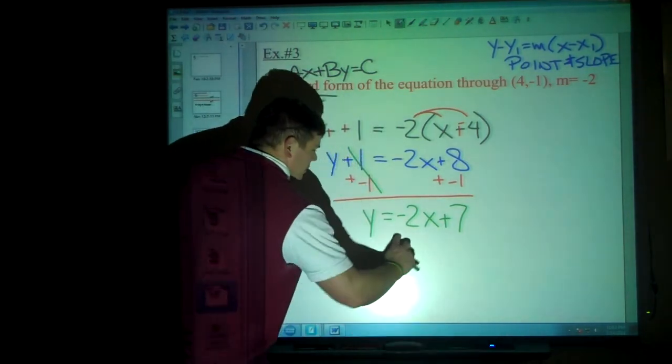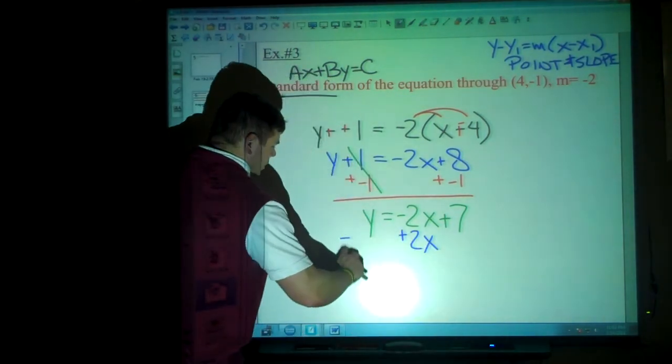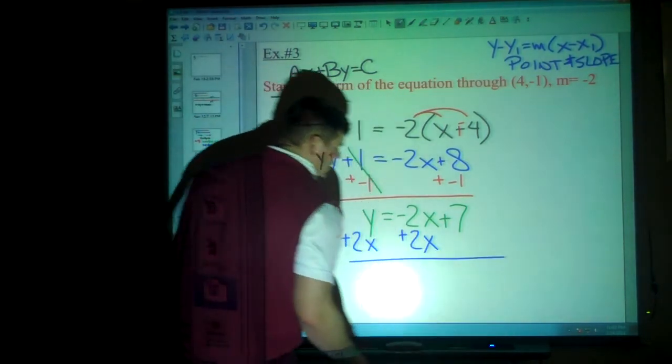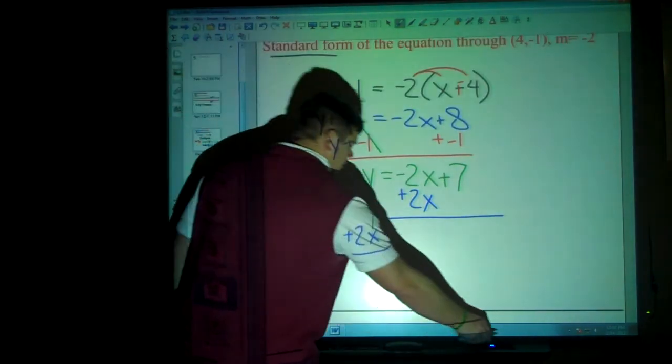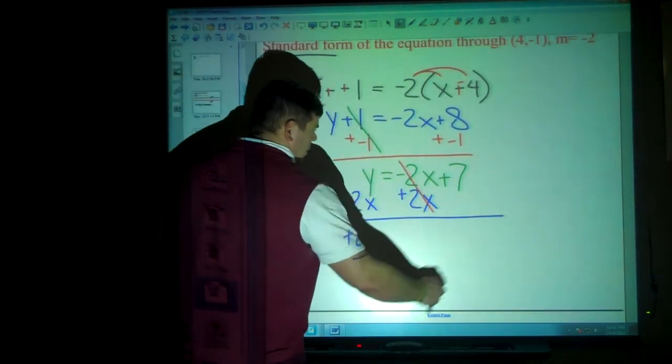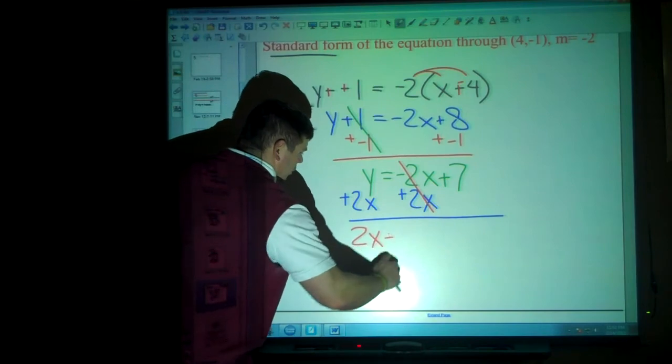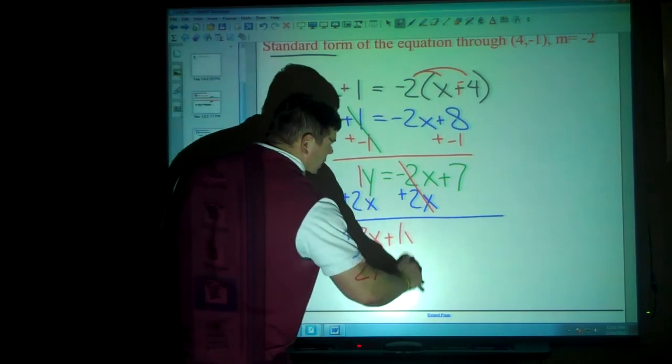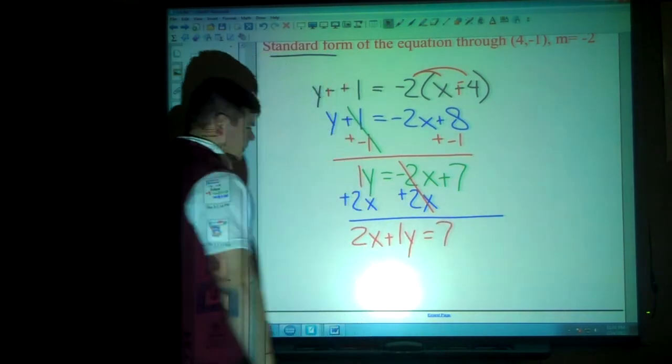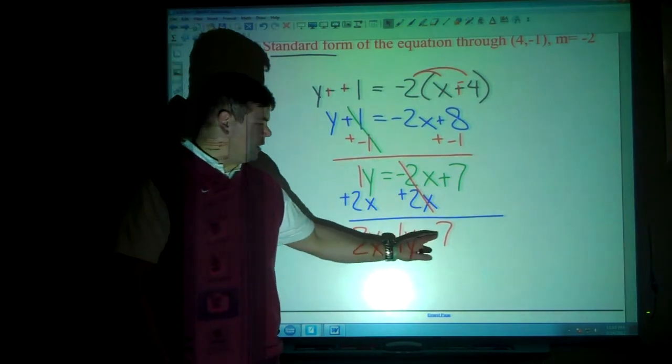So all I need to do now is add 2x to both sides. And I get my grand finale. I end up with 2x plus, that's basically 1y, equals 7. ax plus by equals c.